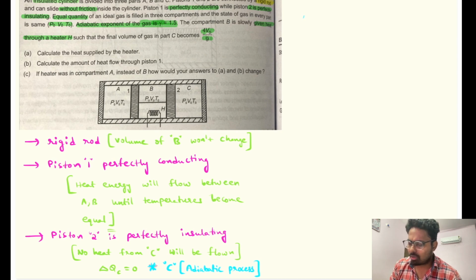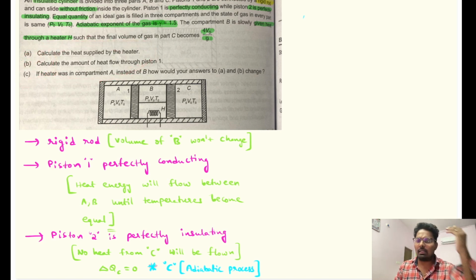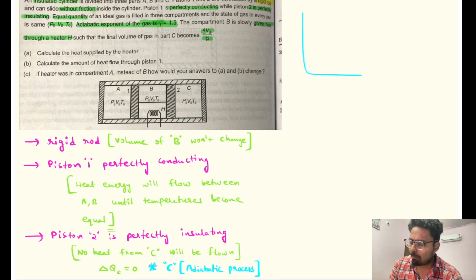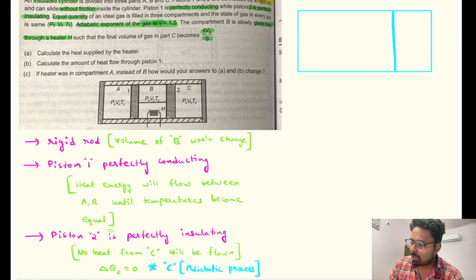Not only this question, instead of finding just these things, I'll try to figure out all the values, that means the complete final state. Let us try to analyze. Sir, what will be the complete final state? It will be something like this. They gave 4V0 by 9, which will be less than the previous case.